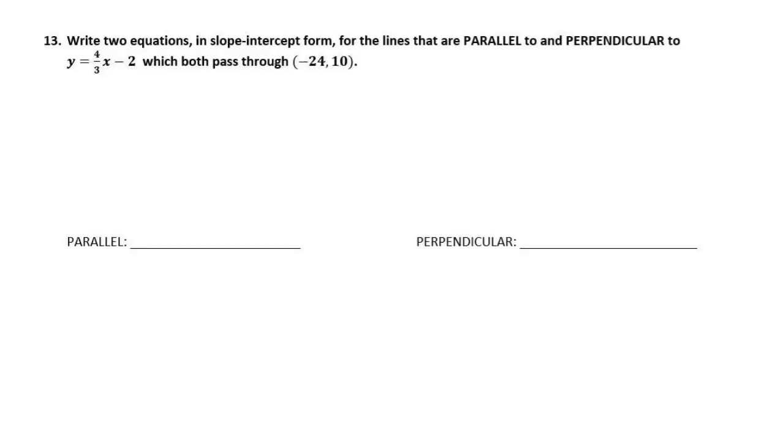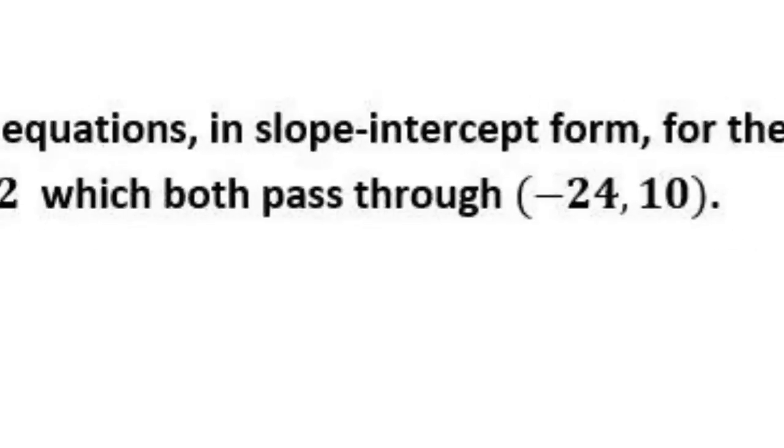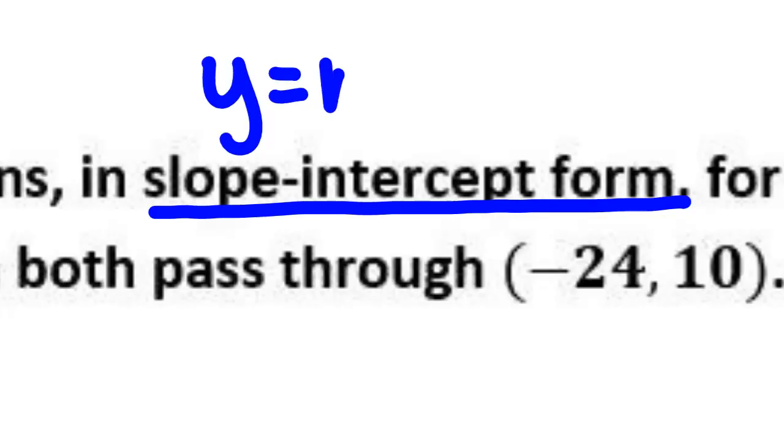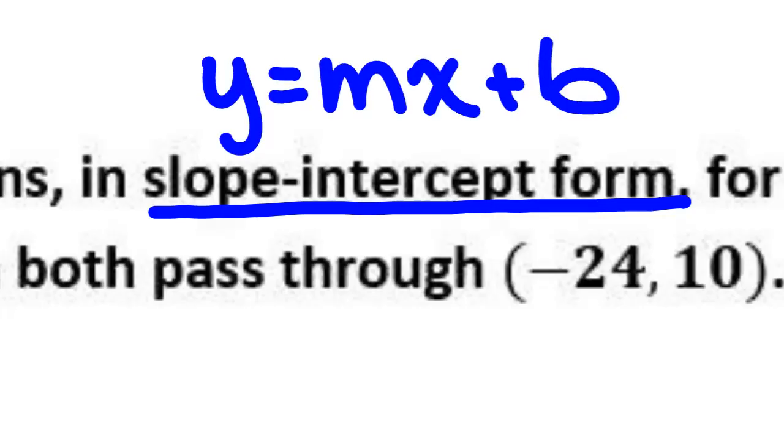Number 13, write two equations in slope-intercept form for the lines that are parallel to and perpendicular to y equals 4/3 x minus 2, which both pass through negative 24, 10. So first things first, slope-intercept form is y equals mx plus b. My answer needs to have that form. And I will give you this formula on the test. I'm sure you guys remember it from Algebra 1, but you'll have it as a reminder also on your test.